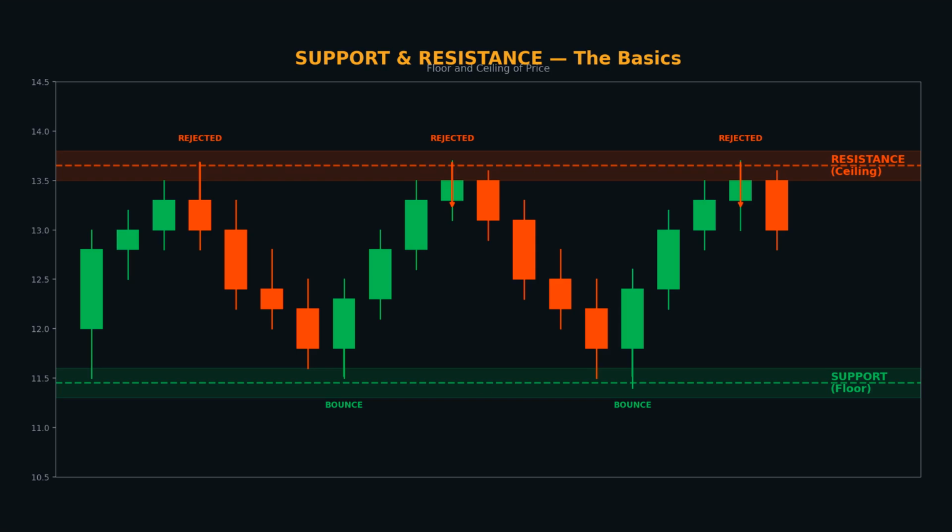Resistance works the same way in reverse. If a stock runs up to $100 and gets rejected, traders remember. Next time it approaches 100, people start selling. They take profits. They short. And price gets pushed back down. The more times a level gets tested, the more traders are aware of it, and the stronger it becomes. A level that's been tested 3 or 4 times is far more significant than a level price touched once.